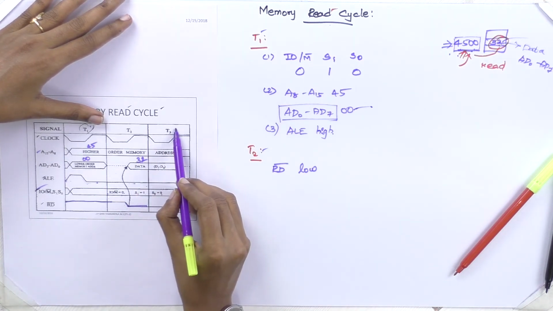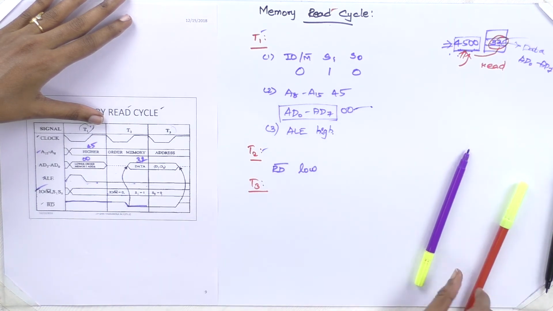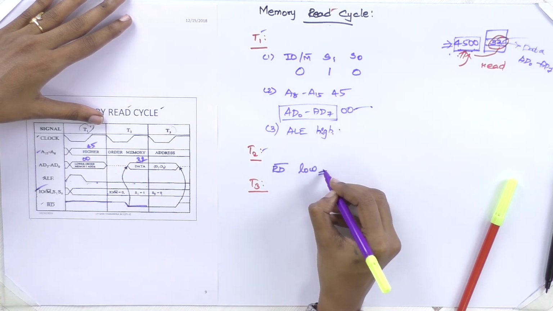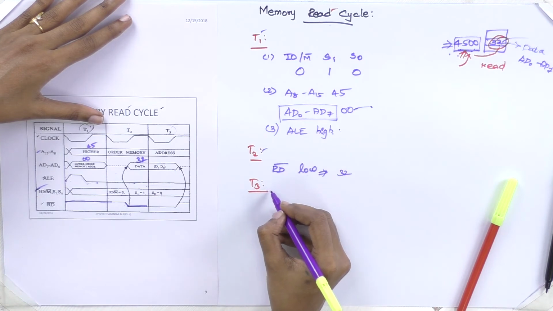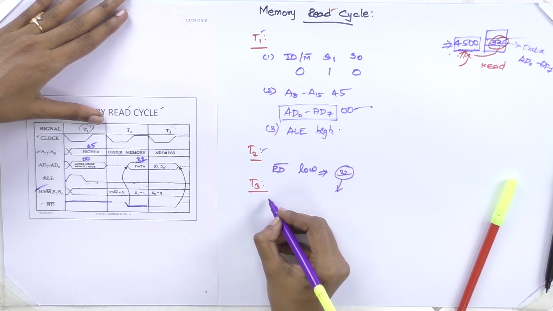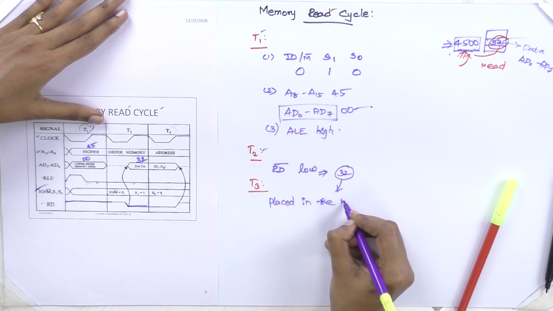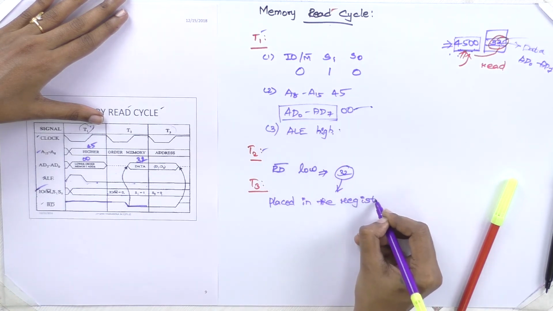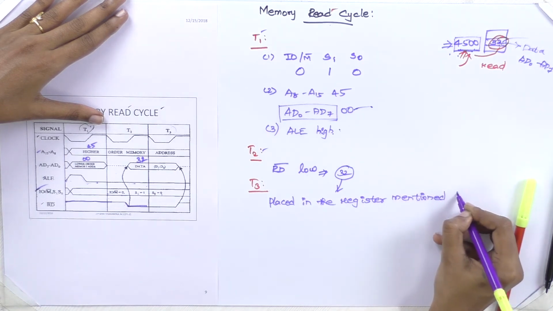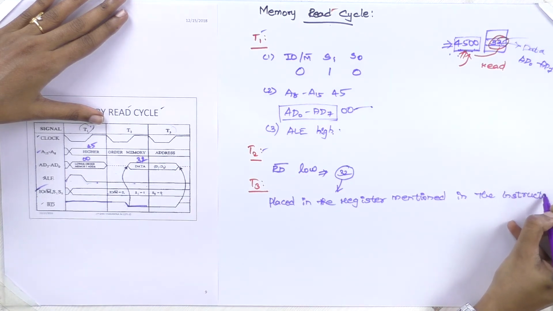Fine, so at T state 3, what will happen? We will see now. At T state 3, as of now we know the address value, and from the address it has fetched, we have read the value 32. At T state 3, as per the instruction, this 32 will be placed or copied in the register mentioned in the instruction.